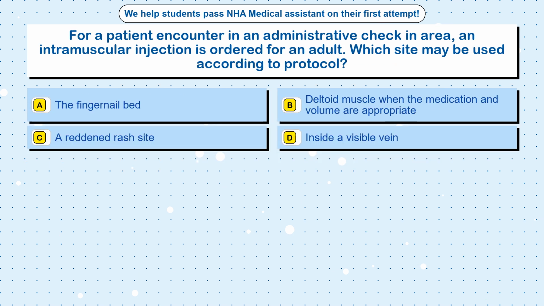Question 85. For a patient encounter in an administrative check-in area, an intramuscular injection is ordered for an adult.